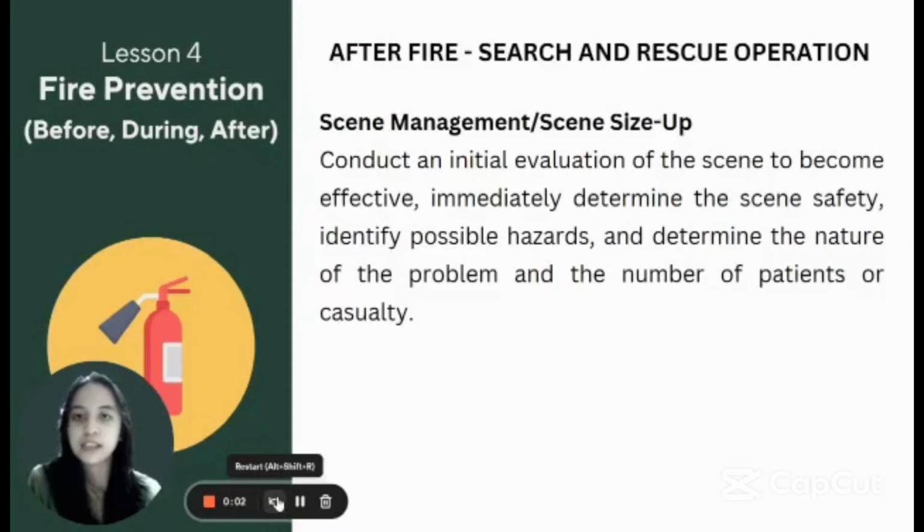So, next is after fire. Search and rescue operations. Scene management or scene size up. This conduct an initial evaluation of the scene to become effective, immediately determine the scene safety, identify possible hazards, and determine the nature of the problem and the number of patients or casualty. So kani siya, mao ni siya ang ensure nga naabagyoy safe na lugar sa naitawan sa sunog para dito sila mag-provide og help sa mga nasunugan.